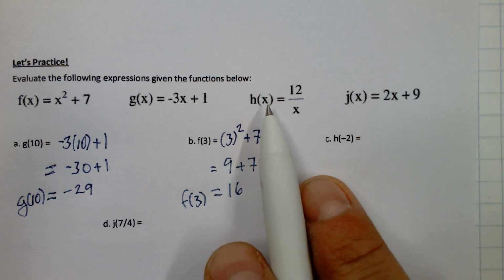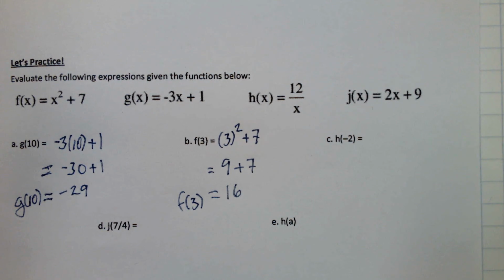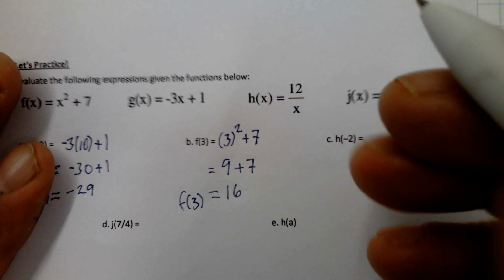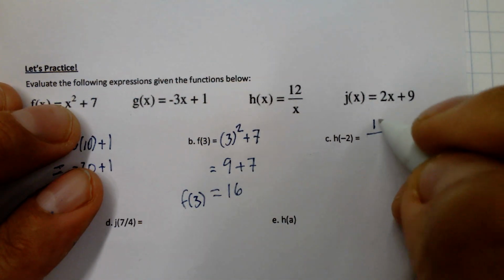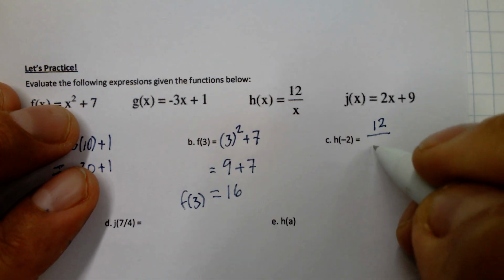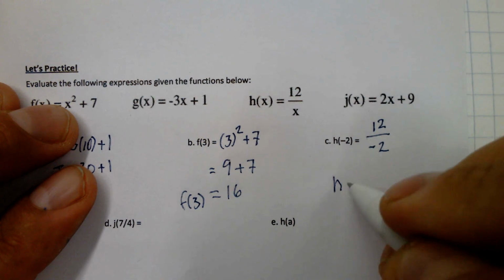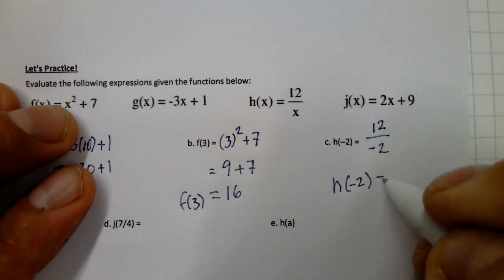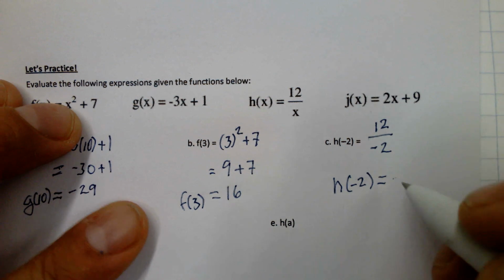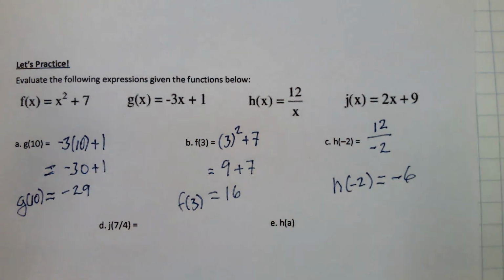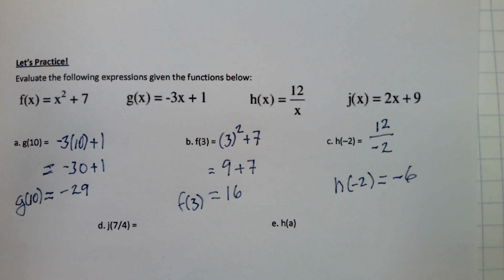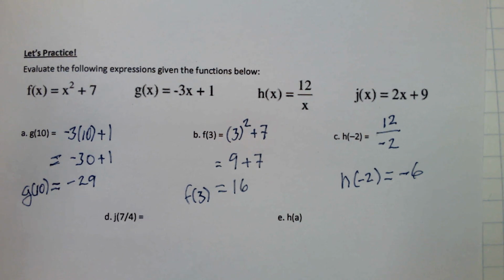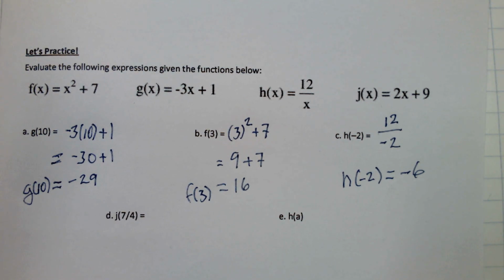Okay. Let's do H. H is this function here. So let's evaluate that function at negative 2. We're going to find out H of negative 2. So it's this function. It's 12 over whatever x is, which is negative 2. So H of negative 2 is 12 divided by negative 2 is negative 6. Okay? All right. That's enough of those. I think we got the idea. Let's try F, G, and H. You guys ready?